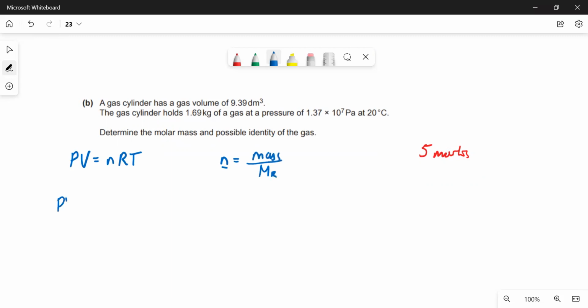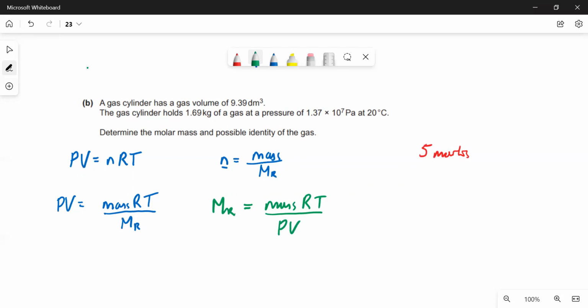So let's substitute the value of n into that. That gives us PV is equal to mass RT over Mr. Well, we're interested in finding out the Mr, so we rearrange that equation. That gives us Mr is equal to mass RT over PV. Now, when we're doing the ideal gas equation, we've got to be careful with the units.